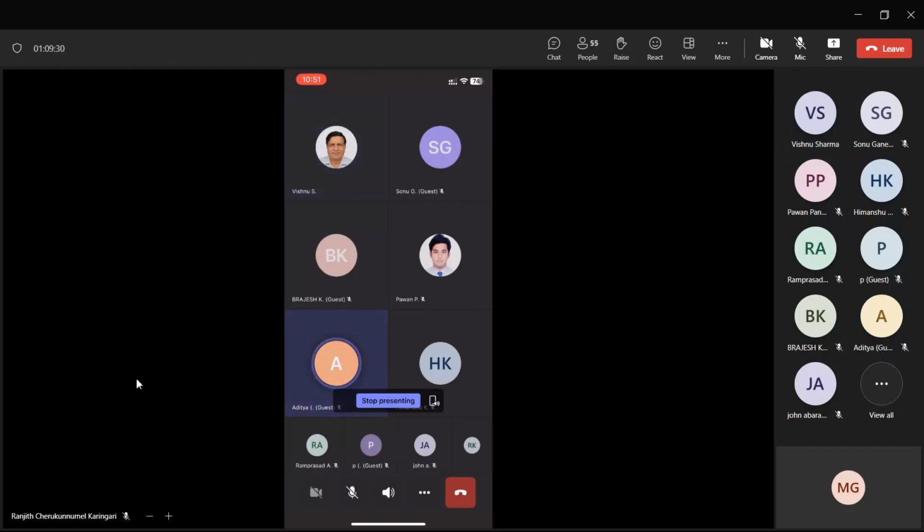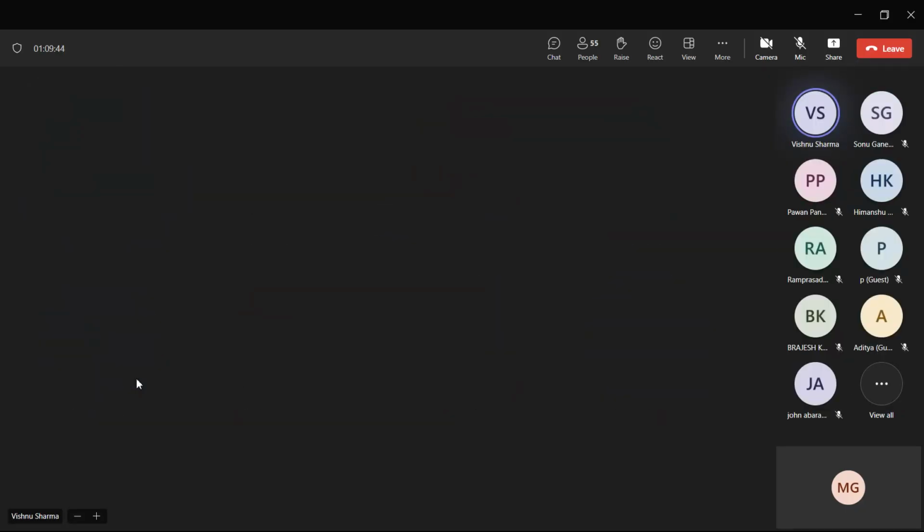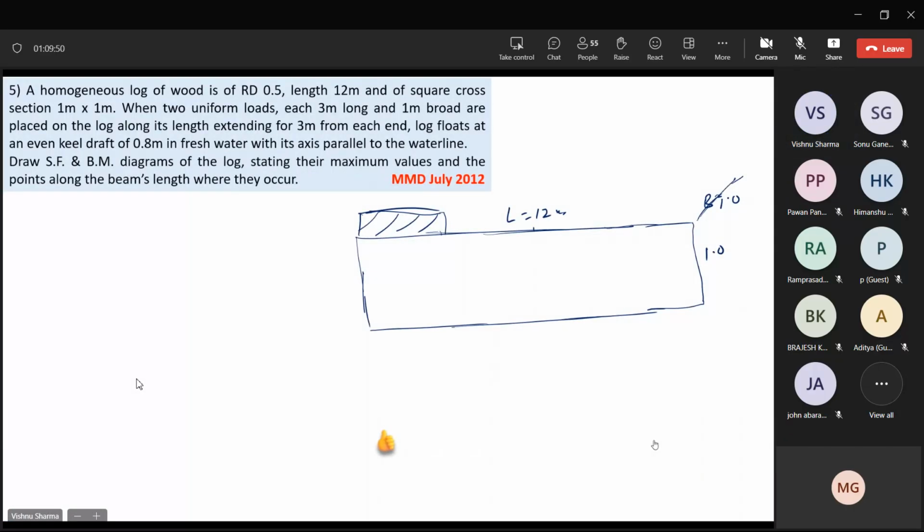Your screen is not okay. Has the screen unshared, is it? Okay, it got unshared. Let me just share again. Is it visible now, guys? Is it okay? Yes, sir.